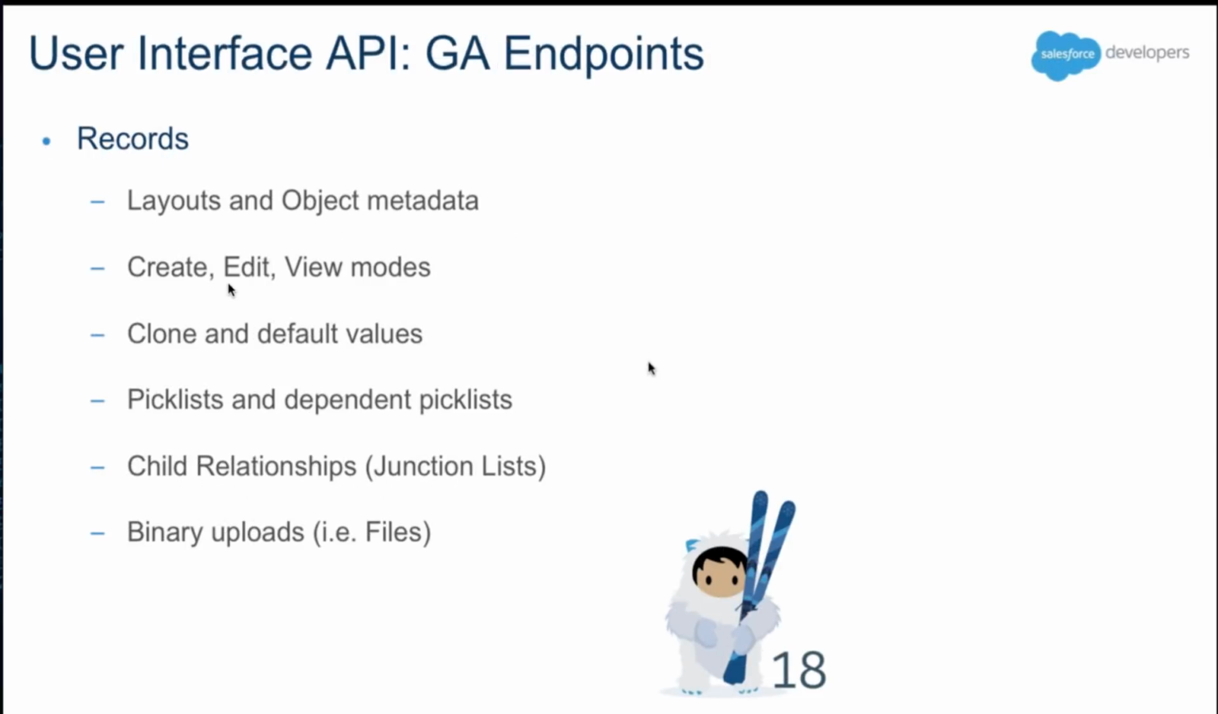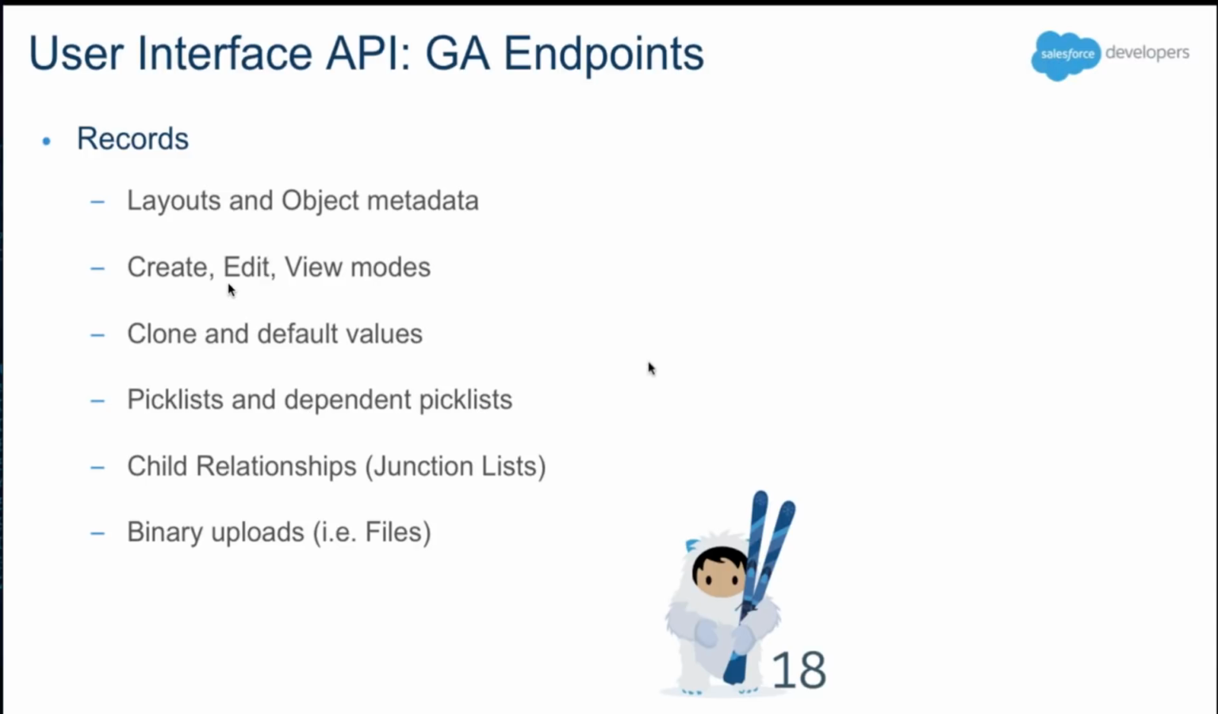So, User Interface API was GA in the winter release. The upcoming spring release, Spring '18, is really our second GA release. So we've added a lot of new functionality that we'll talk about. But it's important to highlight the things that we are already delivering. There's a lot of cool things, a lot of important and necessary things for building custom user interfaces.